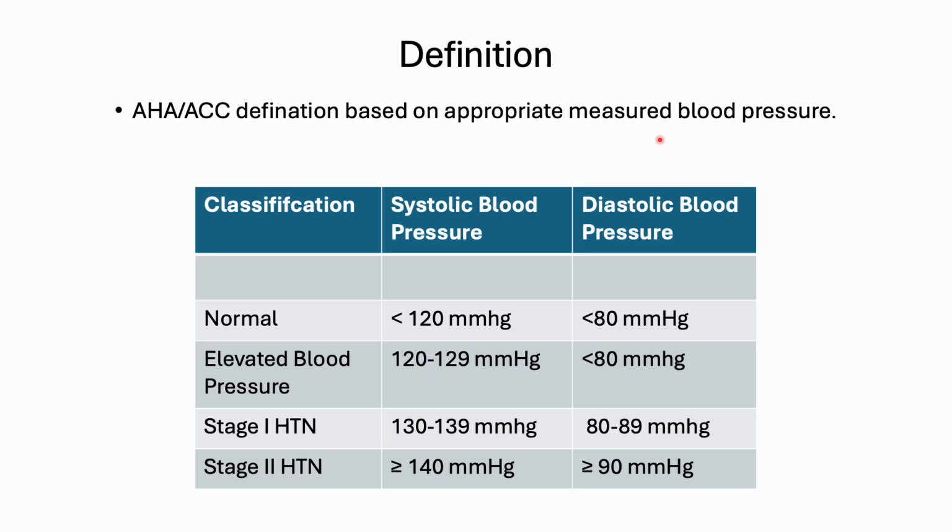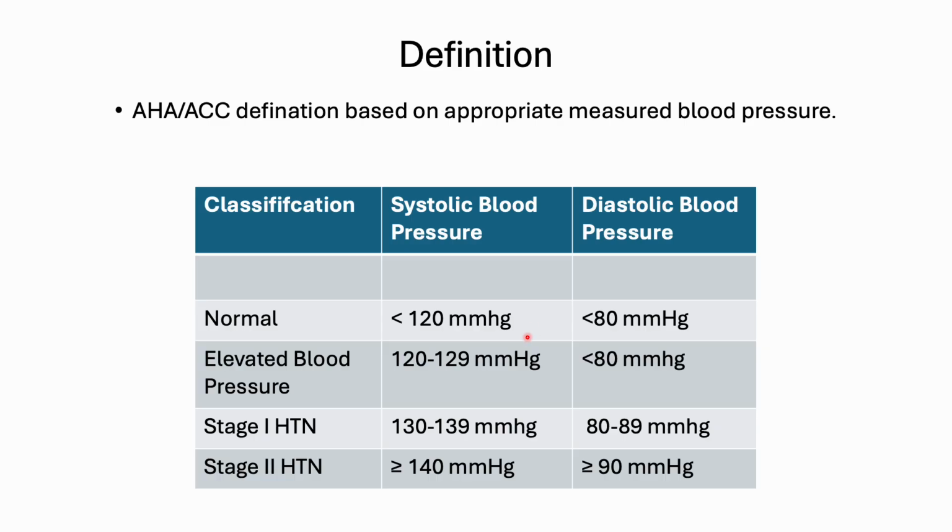So normally the classification, in the recent years, what has happened is the cutoff thresholds for diagnosis of hypertension have been lowered. This is because it was seen during the various trials and meta-analyses that lower blood pressure is associated with reduction of cardiovascular events. So the normal blood pressure now is appropriate blood pressure, systolic blood pressure less than 120, and a diastolic blood pressure of less than 80 millimeters of mercury. This again is based on appropriate measurement of blood pressure.